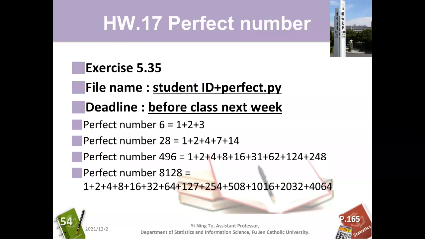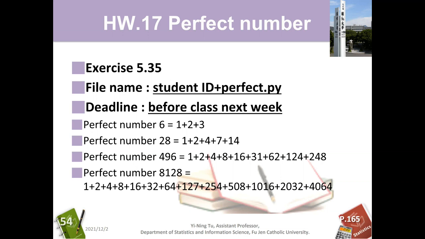Okay, I believe you have already practiced the 4 stars. Now we will continue. It's more difficult. It's called perfect number. So what is a perfect number? You can find it in your textbook, page 165. It also appears in your exercise, 5.35. Okay, so the file name and the deadline have already appeared. So we have to know what a perfect number is.